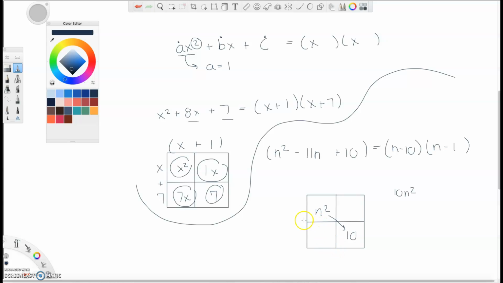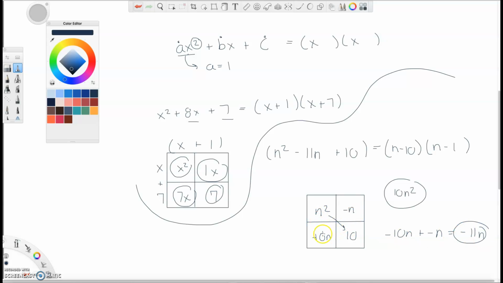So let's go ahead down here. We can put this in so we know that something that multiplies to give you 10n squared is going to be 10n times n, right? 10n times n is going to give you 10n squared. But 10n plus n is 11n. We need those to be negative, so we have to change the sign somehow. So let's try putting a negative in front of each one. If we do negative 10n times negative n, we still get the 10n squared, and negative 10n plus negative n is equal to negative 11n, which is what we're looking for.